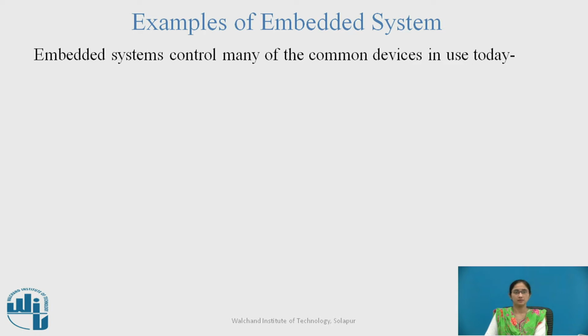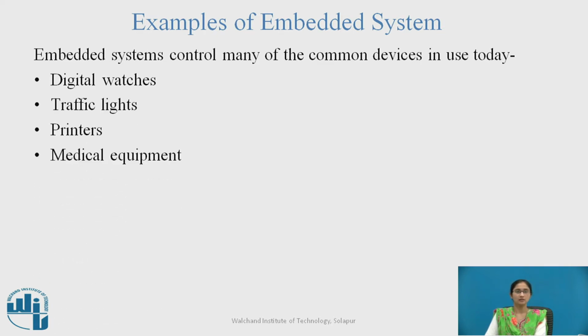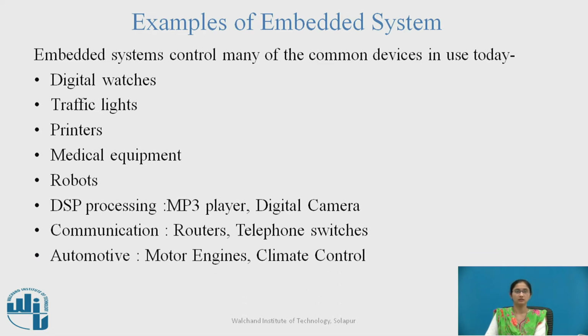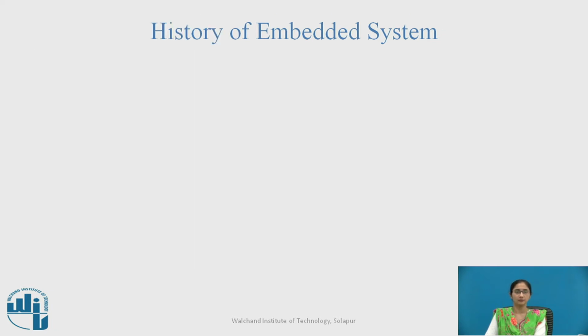Examples of embedded system. Embedded systems which control many of the common devices in use today are digital watches, traffic lights, printers, medical equipment, robots, DSP processing like MP3 player, digital camera, communication like routers, telephone switches, etc. Automotive like motor engines, climate control, etc.